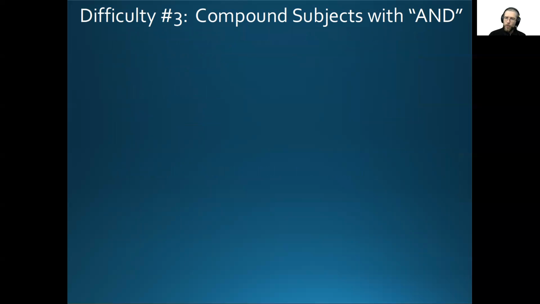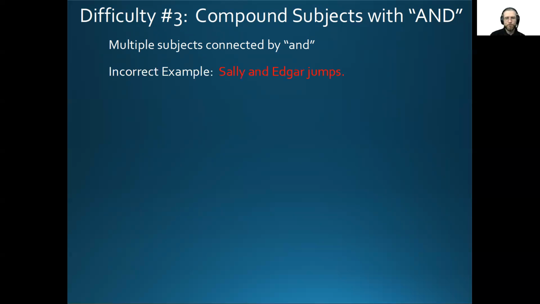The third issue, or the third challenge that arises when we try to conjugate verbs correctly. Difficulty 3, compound subjects with and. When you have multiple subjects, when you have many things that are doing something, that are the actors in a sentence, they're connected with the word and. Be careful and pay attention to some specific rules of English grammar related to how we are supposed to use compound subjects to conjugate verbs properly.